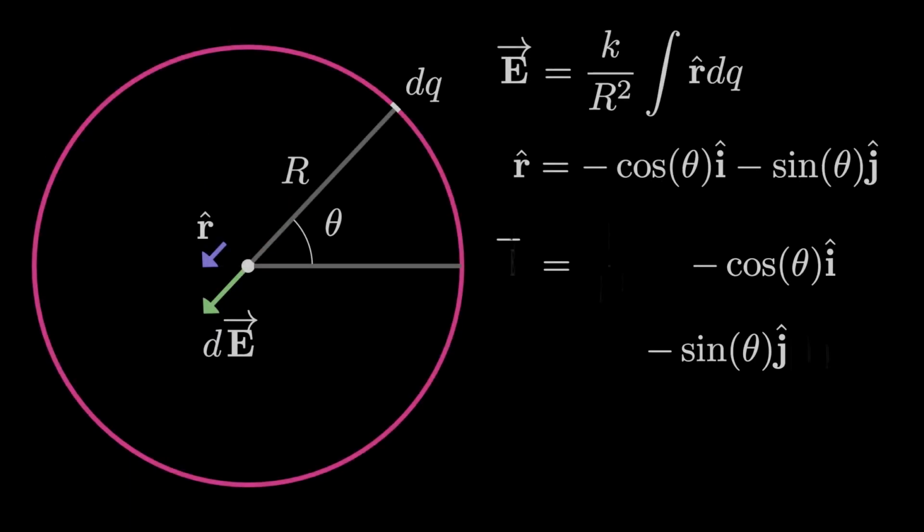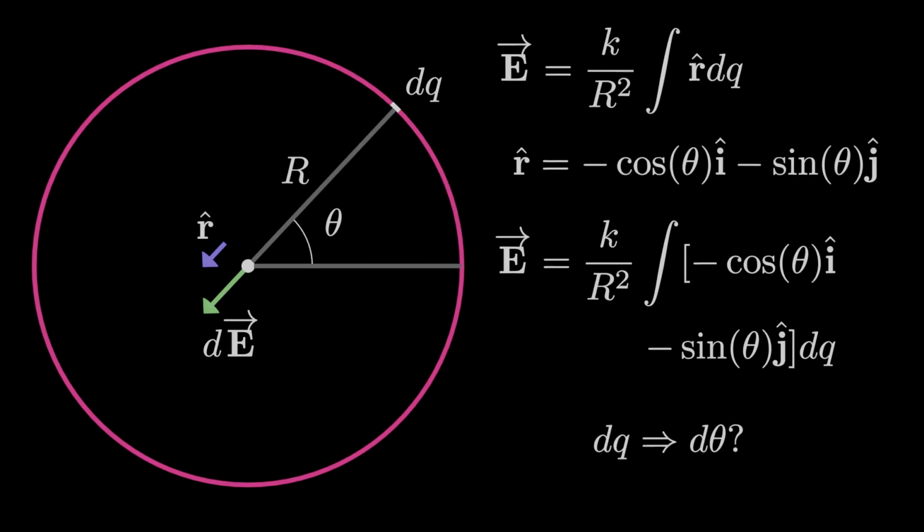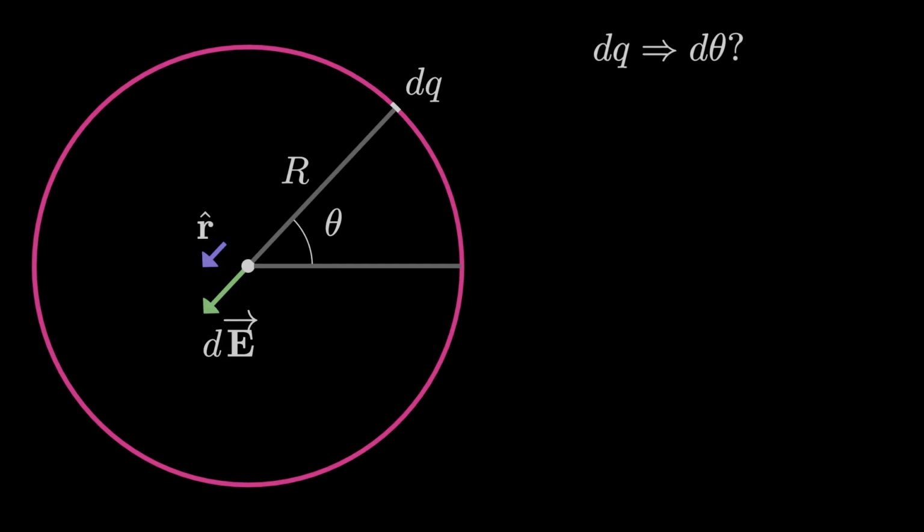Now we're kind of stuck though. We have an integrand that's a function of theta, but the differential is dq. In order to evaluate this integral, we either need to figure out how to transform theta into q somehow, or transform dq into d theta somehow. It turns out the latter is much easier to do than the former. We have to get our integral in terms of a single variable so we can integrate, and defining a linear density of charge is going to help us out here.